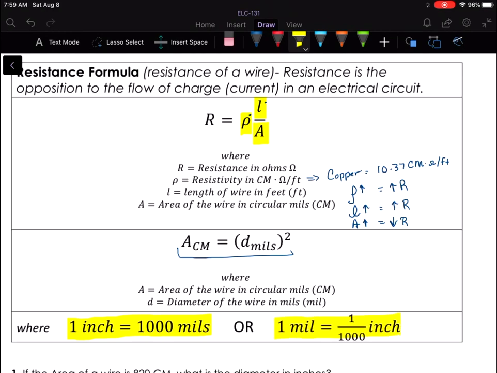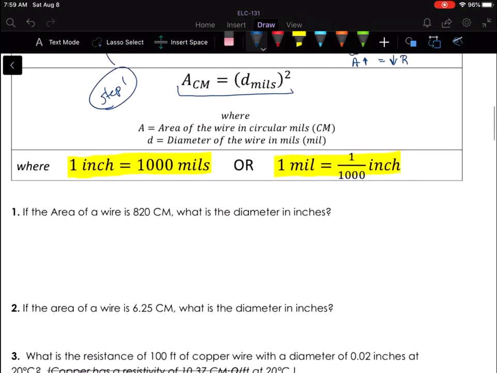So if you're given the diameter of a wire in inches, you will convert it to mils, and then you will square it to get the area. So you need to do this step before you can do this step. Okay, so keep that in mind as we're working through these problems.